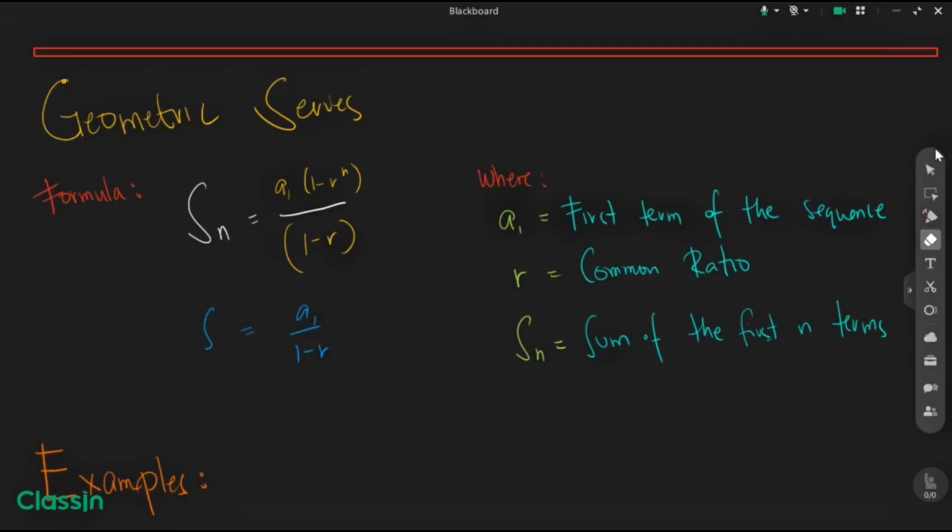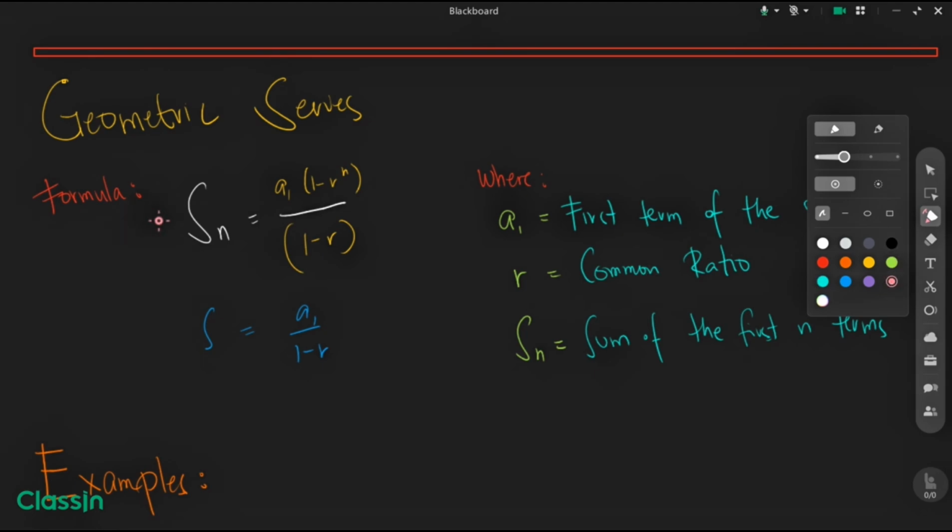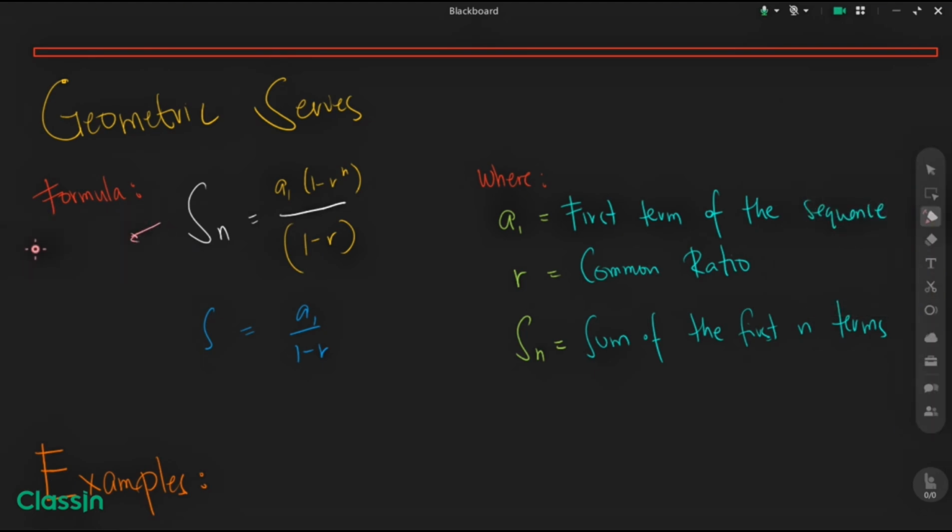Okay, I'm back. So in this video, we are going to talk about geometric series. So we are done with the geometric sequence. In the geometric series, we have two types, finite and infinite. Let's have first the finite geometric series, and the second one is the infinite geometric series.